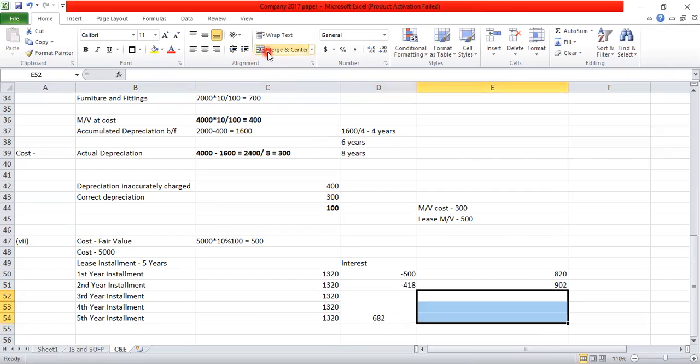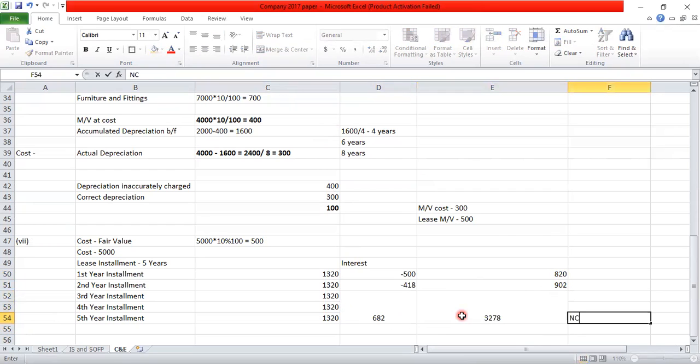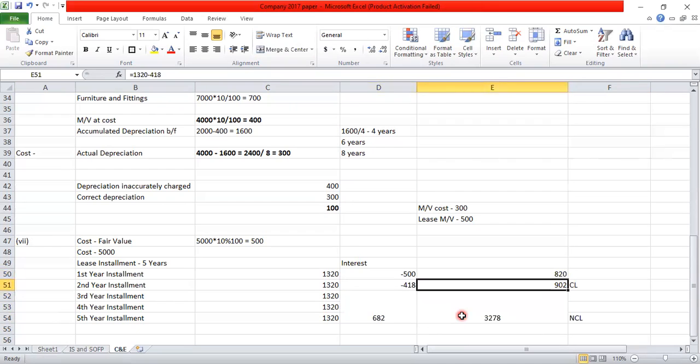I want to take 3960 minus 682, which is the interest. I will get how much? This is the long term. This is what we call a non-current liability on lease, because we need to pay it. This is the next year payment, which we call a current liability. So what I will do, I will take this 902 and transfer it into the current liability of the SOFP.